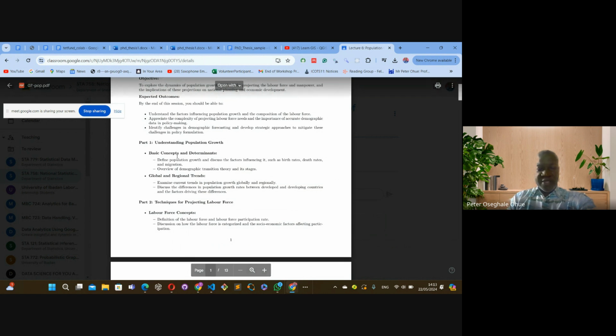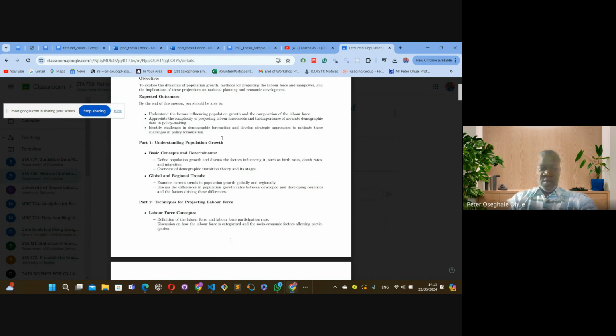So in part one, we'll look at the basic concepts and the determinants of population growth. After defining it, we'll look at what makes population actually grow or otherwise, and then the demographic transition theory. We'll mention the stages. The second thing under understanding population growth is to look at the global and regional trend. We'll look at the current trend, at nations that have authentic figures, and then the differences between developing and developed countries regarding population growth, and the factors that cause the difference in those regions.